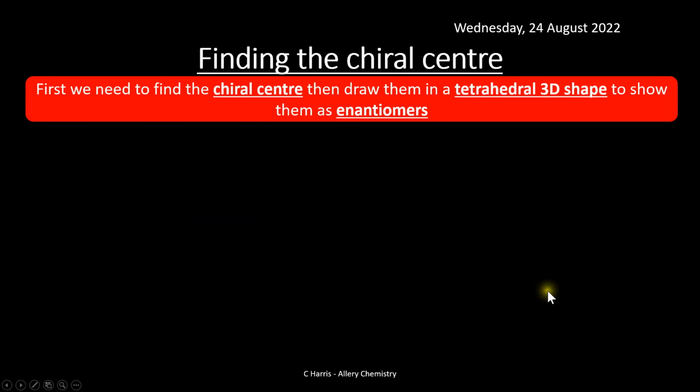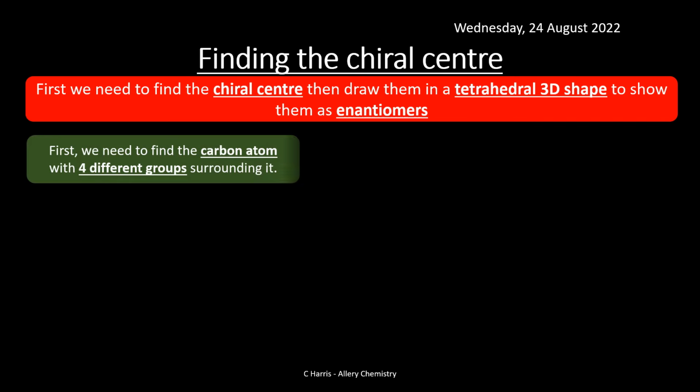Okay, so let's find the chiral center. First we need to find the chiral center, and then we need to draw them as a tetrahedral 3D shape to show them as enantiomers. Enantiomers, remember, is the pair of optical isomers.